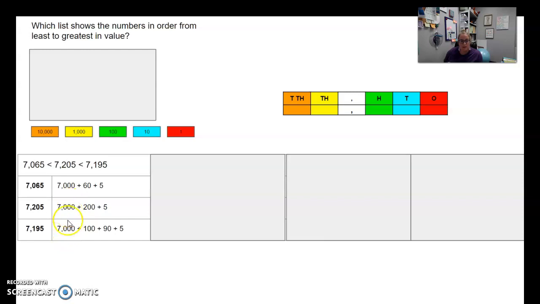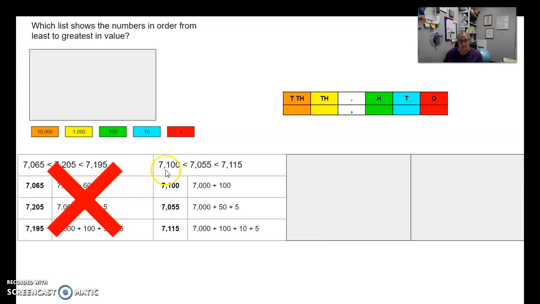But is 7,205 less than 7,195? Well, let's look. They both have a 7,000, but this one says 200 and this one says 100. Well, I know 200 is bigger, so that means that this number is bigger than this number, but it has to be smaller. So in that case, this is not my answer. So let's go to our next one.